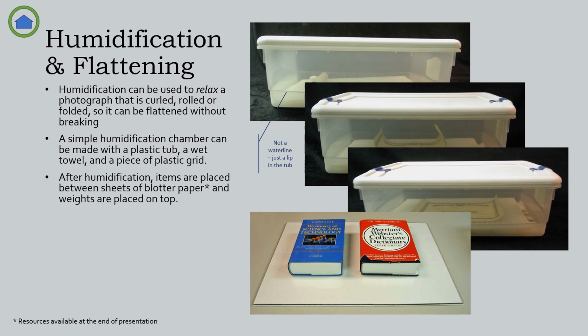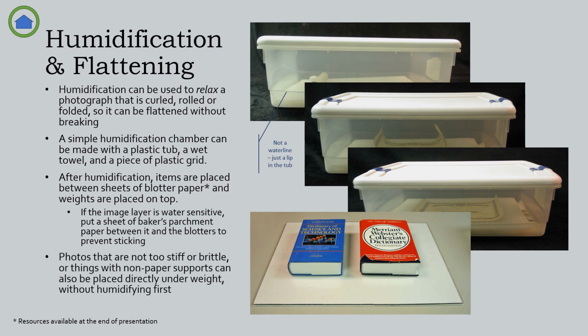After humidification, place them between sheets of blotter paper, a type of thick absorbent paper, with weights on top. A thin board can be used to distribute the pressure from several smaller weights. If the image layer is water sensitive, put a sheet of baker's parchment paper between the image and the blotter to prevent sticking. Photos that are not too stiff or brittle, or things with non-paper supports, can also be placed directly under weight without humidifying first.